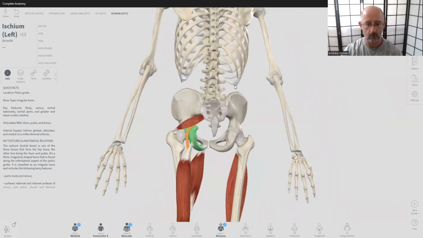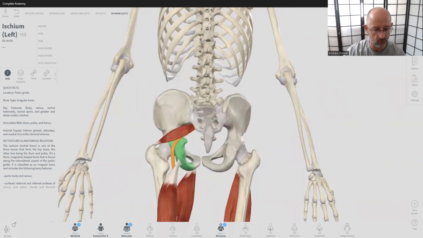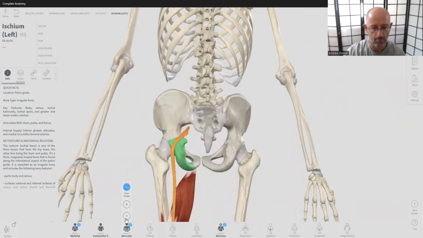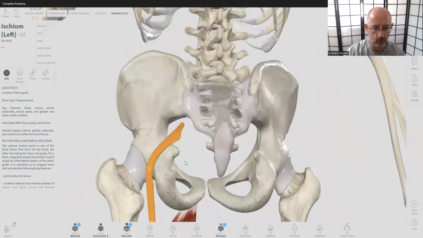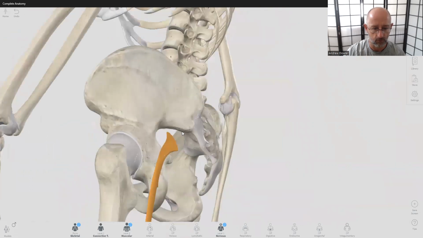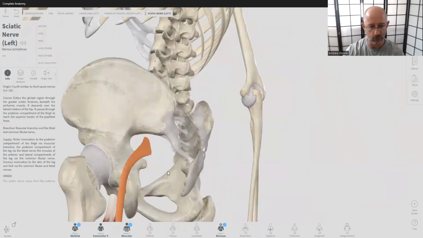A couple other handy little things. Let me get rid of some of these muscles. We have here the sciatic notch. This big curve here in the bone is called the sciatic notch, and that's going to allow the sciatic nerve to pass through here.